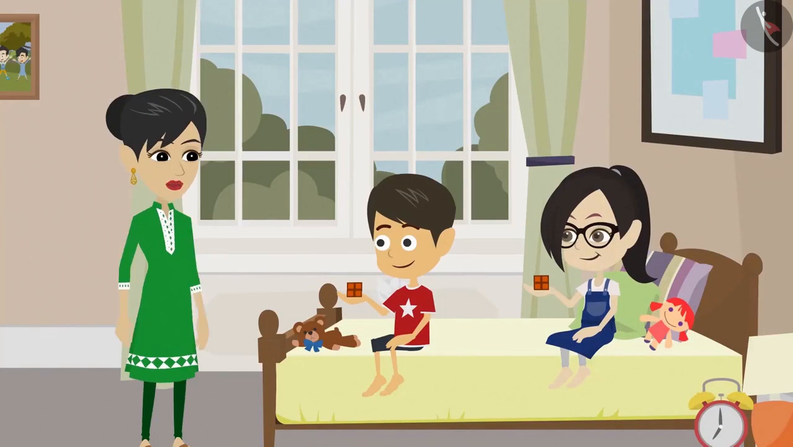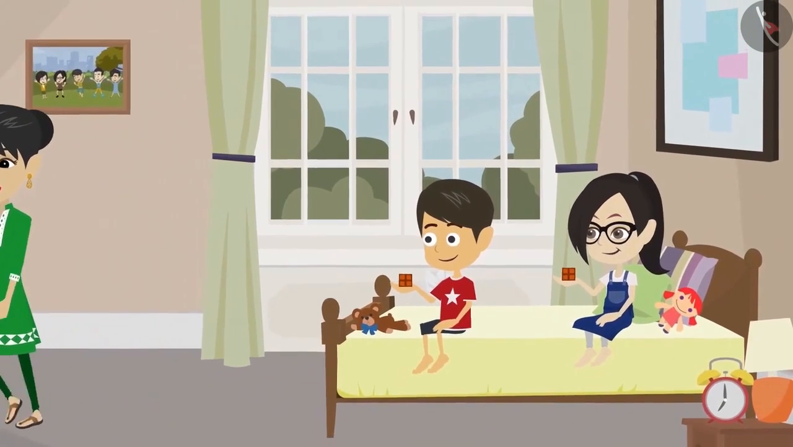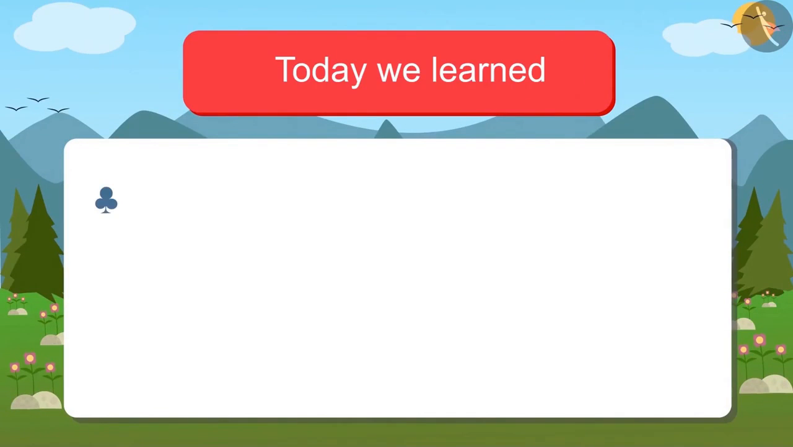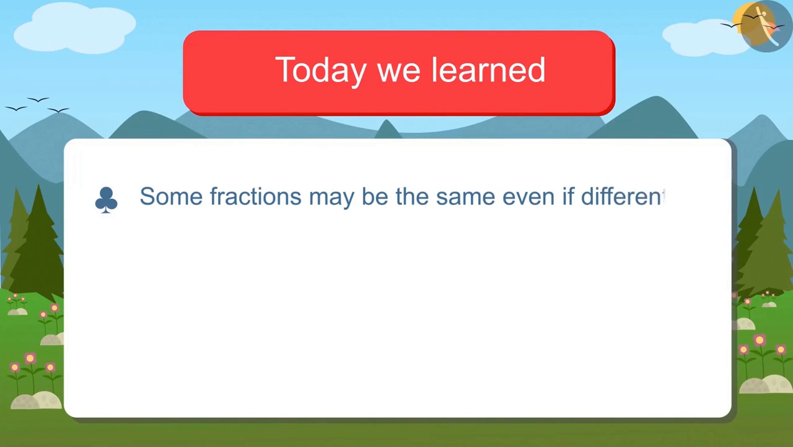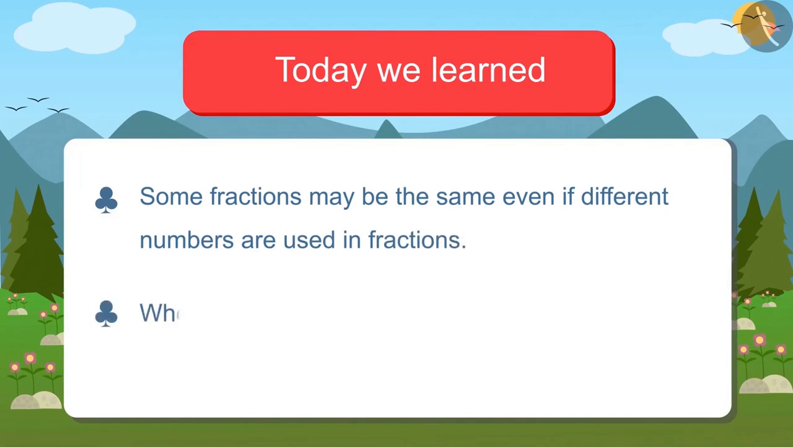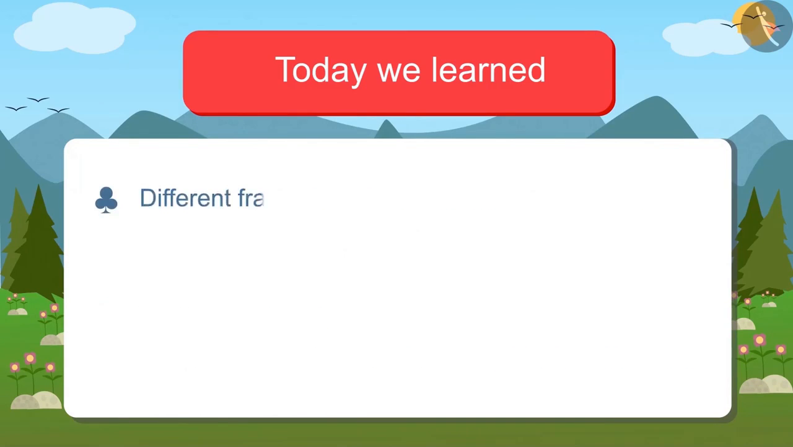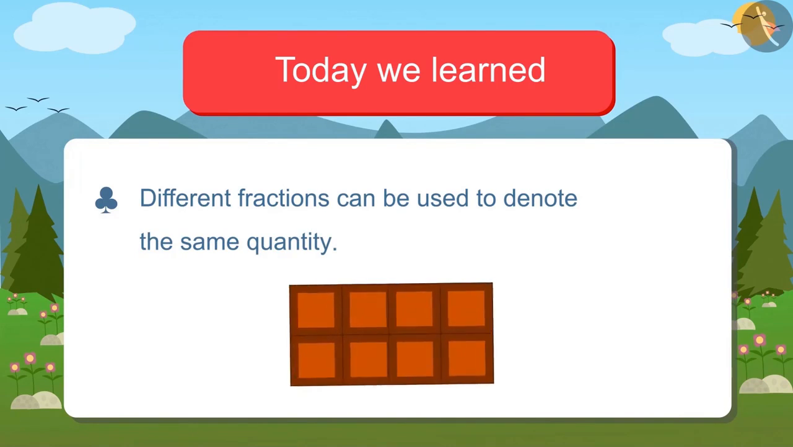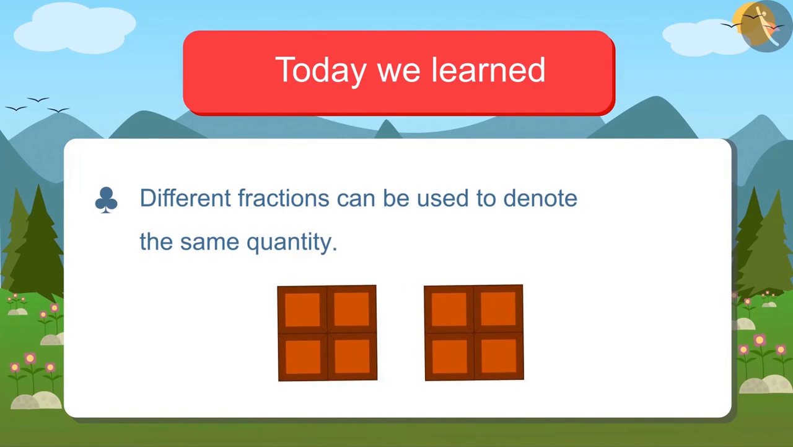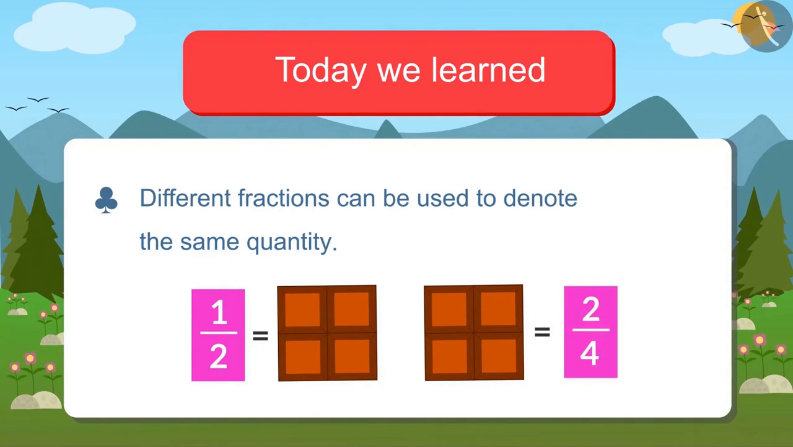I got it, Mummy. Okay, now you two kids play. Today we learned that some fractions may be the same even if different numbers are used in fractions. When two fractions represent the same quantity of a substance, they are called equivalent fractions. Hence, different fractions can be used to denote the same quantity. Example, in order to represent half of chocolate, one can write 1/2 and also 2/4.